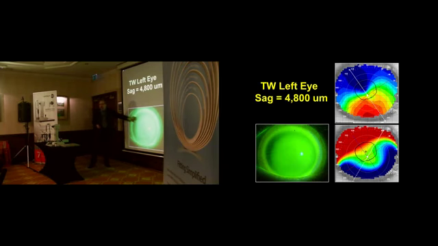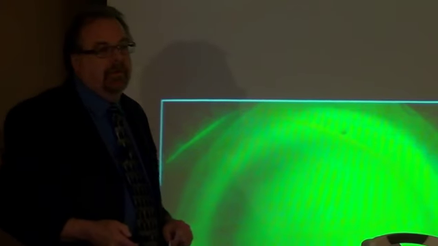Once again, the scleral contact lens is going to allow us to vault completely over the central cornea, completely over the mid-peripheral cornea and limbus, and ultimately land on the sclera.